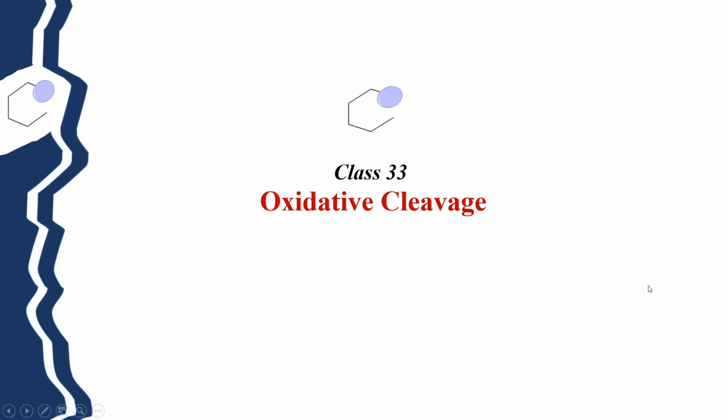So hello everyone, welcome back to another lecture of our reagent chemistry course, and this is class 33 and this is the last lecture of our reagent chemistry course where we will discuss oxidative cleavage. Now oxidative cleavage says that if you have this type of carbon-carbon bond, you want to cleave this carbon-carbon bond oxidatively by using certain reagents, and in this class we talk about those reagents.